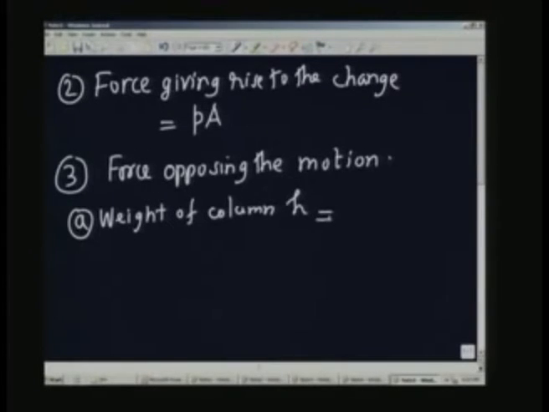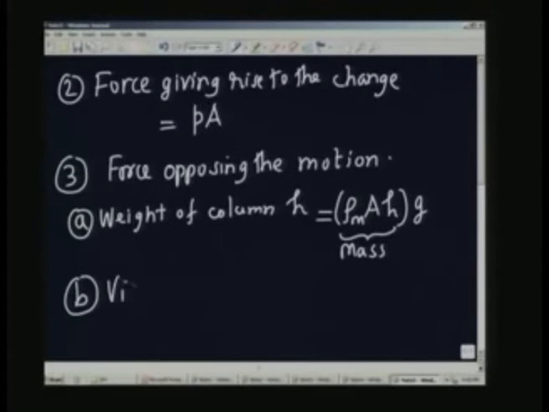This is given by the density rho m, then A into h, this is your mass, into acceleration due to gravity. This is your mass, not the total mass. Total mass would have been rho m A into L, which is for the entire column. Here it is only the extra height which you are having on the right side of the U tube manometer. B, viscous resistance, which we talked about a little while ago.